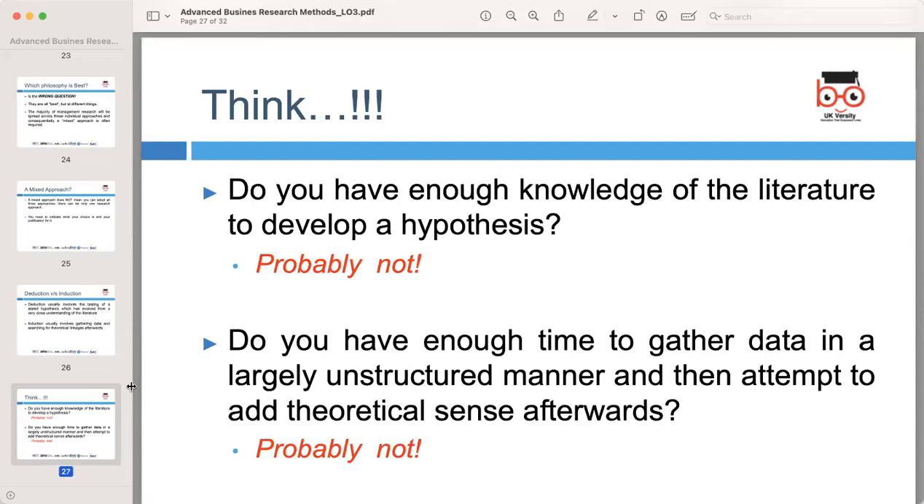Additionally, attempting to add theoretical sense to the data afterward can be quite challenging, as it requires a deep understanding of the subject matter and the ability to draw meaningful conclusions from the data collected.